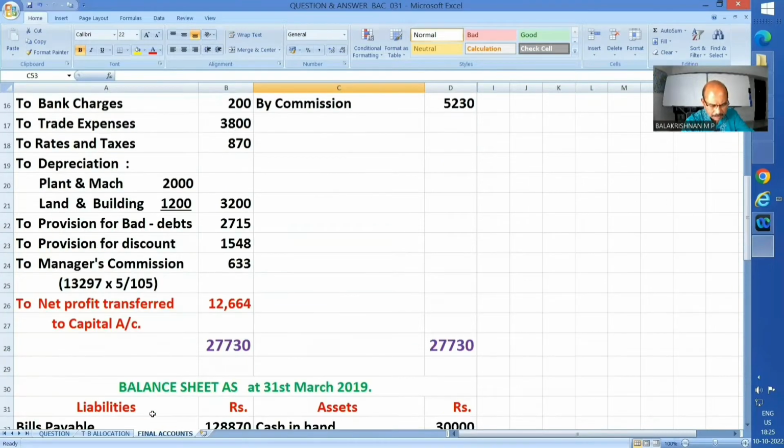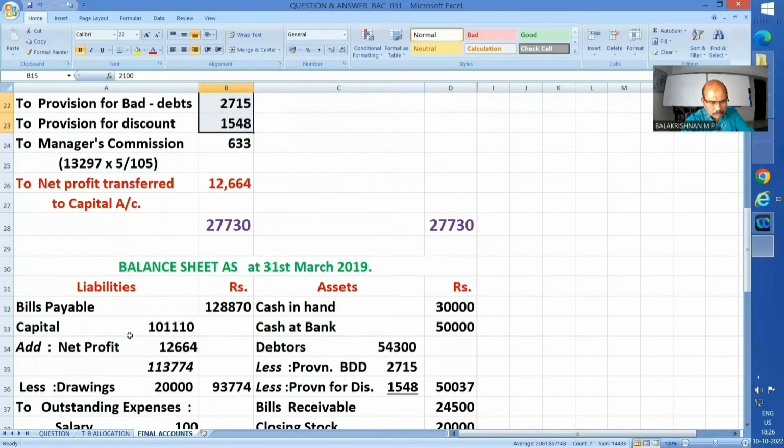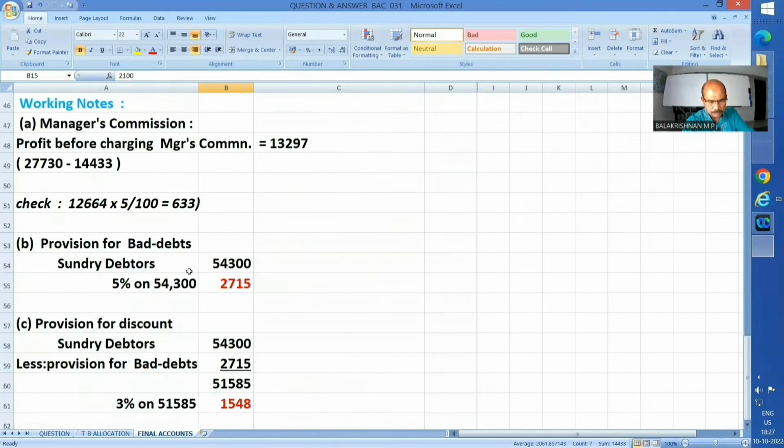And manager's commission. This is the way it should be done. The profit before charging into rate upon 100 plus rate. Keep it in mind. When it is after charging, it means the profit that was available before charging this commission into rate upon 100 plus rate. 5 means 5 upon 105. You will get 633 rupees. We can check it also.